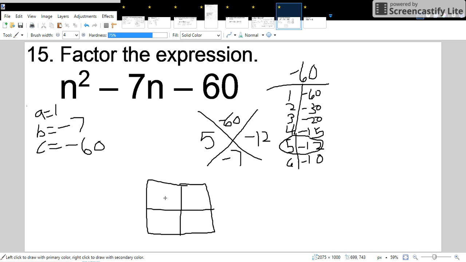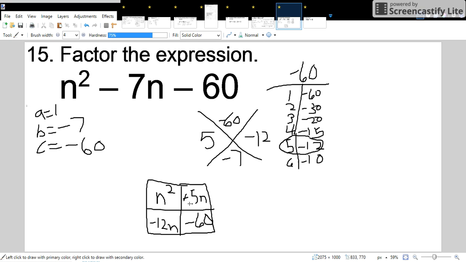So at the top left-hand corner, you put your first term, your leading term, which is n squared. In the last box, the lower right-hand box, you're going to put your c, which is negative 60. In the two middle boxes, you put the two found factor pairs, because that is the decomposed form of b. So we're going to put plus 5n and a minus 12n. Again, it doesn't matter which order you put them in. You could put a negative 12n right here and a plus 5n down here.